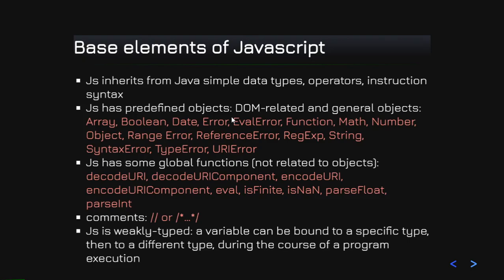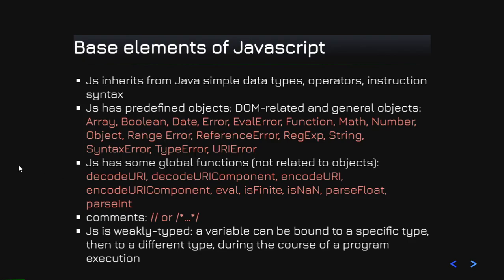DOM is the document object model. It will be introduced later on today. It relates to the linkage between the JavaScript language executed in the browser and HTML documents. So these predefined objects are array, boolean, date, error, eval error, function, math, number, object, range error, reference error, regular expression, string, syntax error, type error, and URI error. You will see how we can use these predefined objects later on.